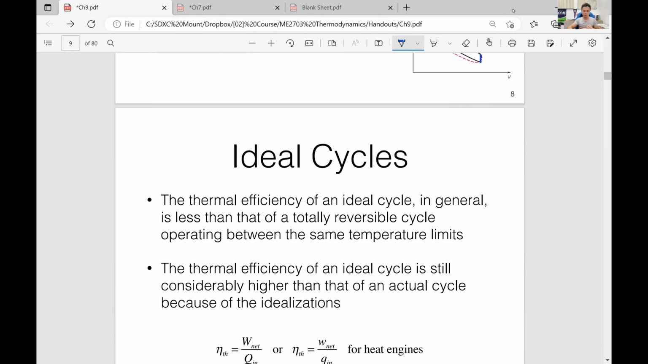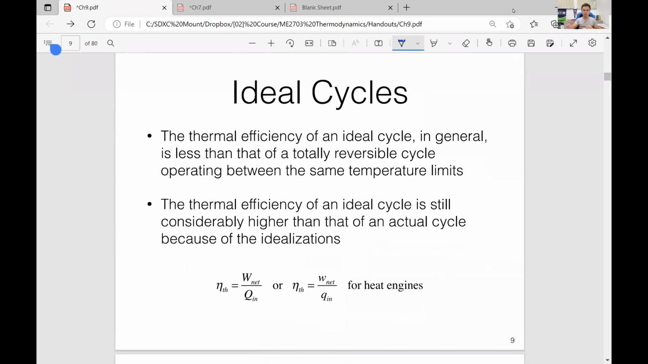But that is just for Carnot cycle. And you need to know that a Carnot cycle is unable to be achieved in reality, right? Because reversible process doesn't exist. Okay. Then look at this.